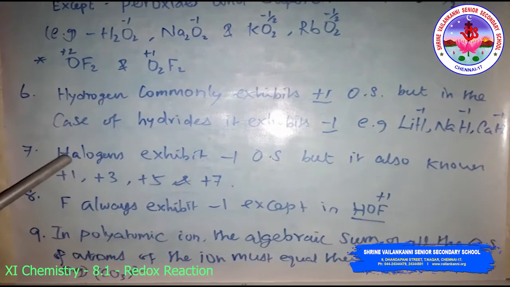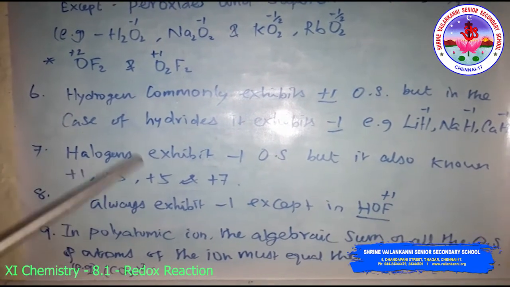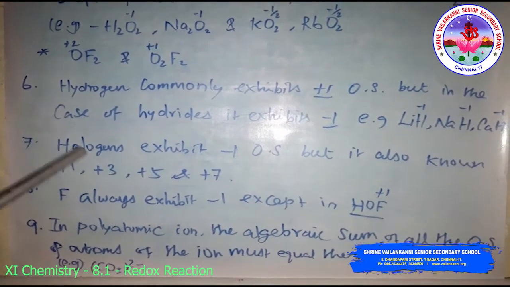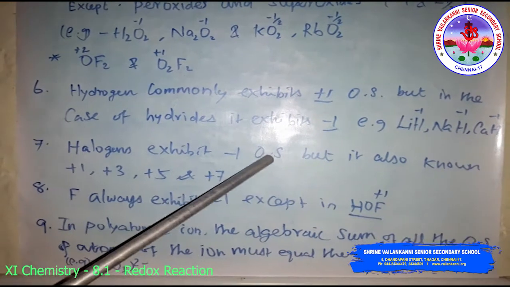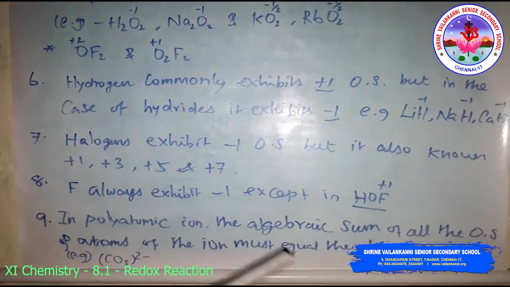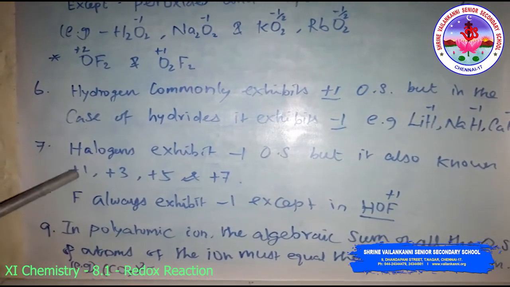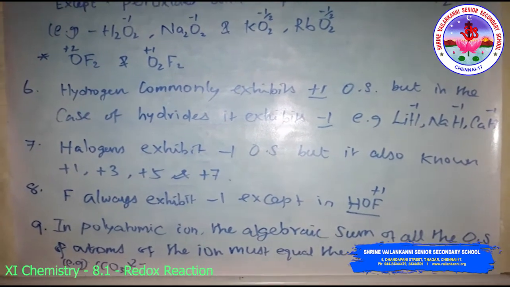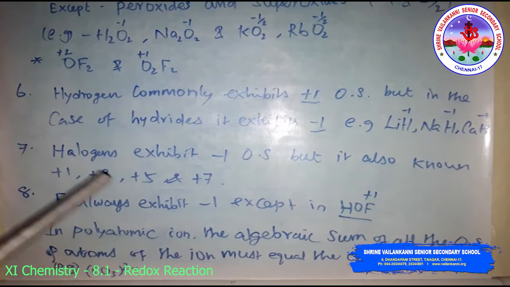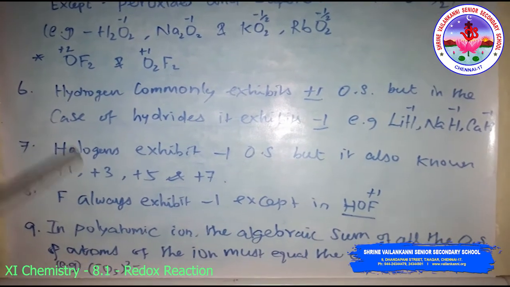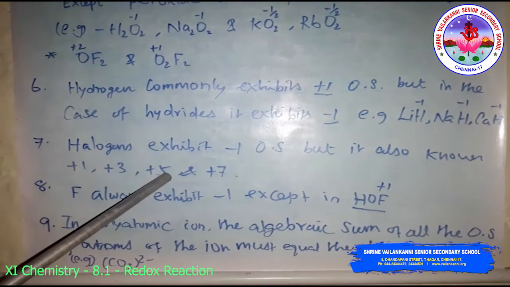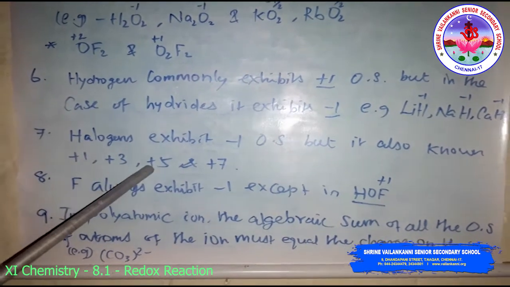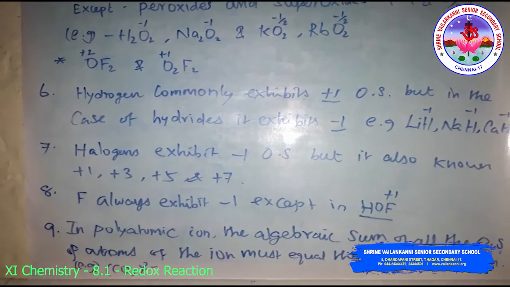Then halogens: fluorine, chlorine, bromine, iodine. These are called halogens. The group 17 elements exist in -1 oxidation state, but they are also known in +1, +3, +5, +7. In the case of oxo acids and oxo anions, they exhibit +1, +3, +5 and +7.